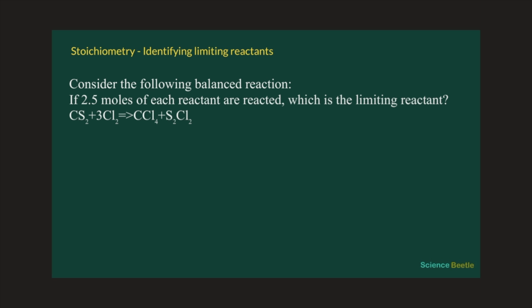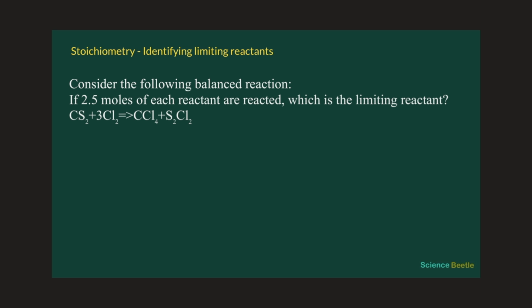In this video, I want to go ahead and focus on stoichiometry. Specifically, what I want to focus on is identifying the limiting reactant of two reactants that are involved in a chemical reaction, and we want to know which one runs out first. So here we've got a balanced chemical reaction. It's a sample problem, and we are given the following information. We're told that we have 2.5 moles of each of the reactants in this particular reaction, and we are asked to identify what is the limiting reactant.